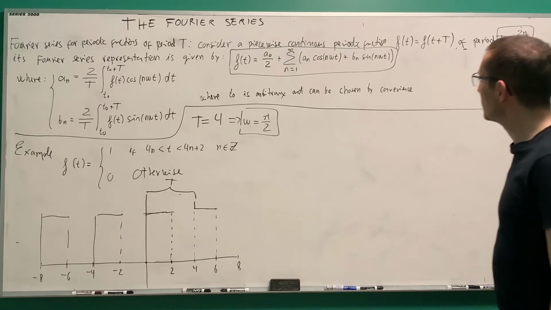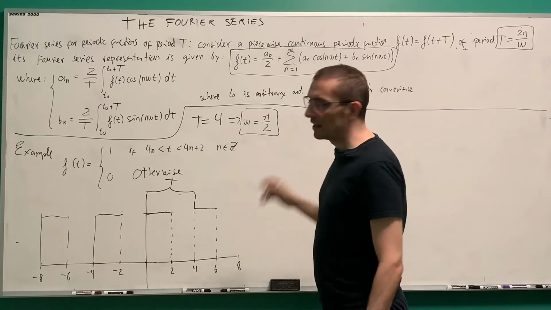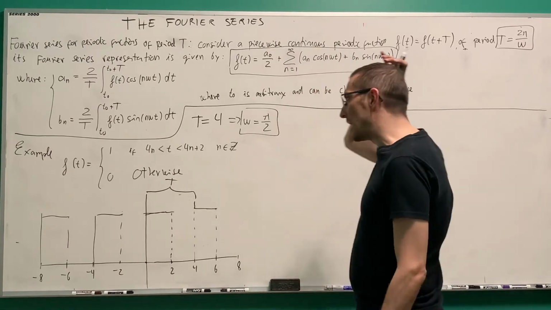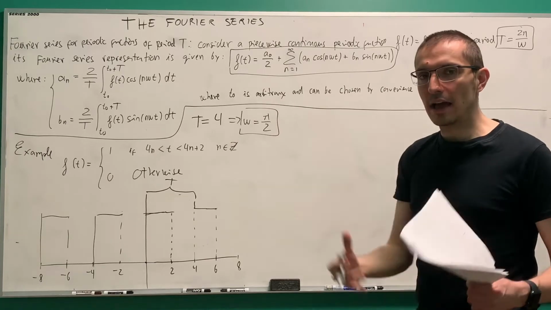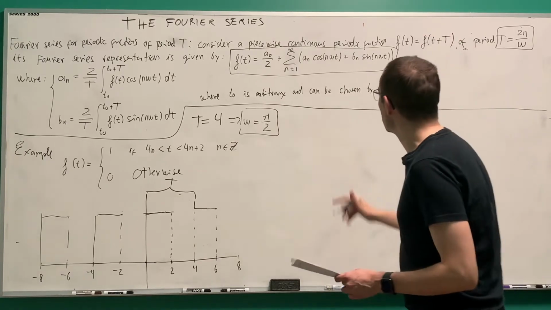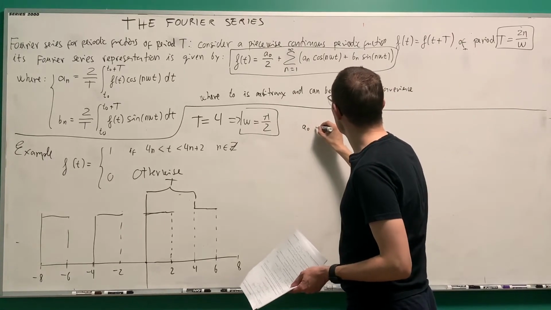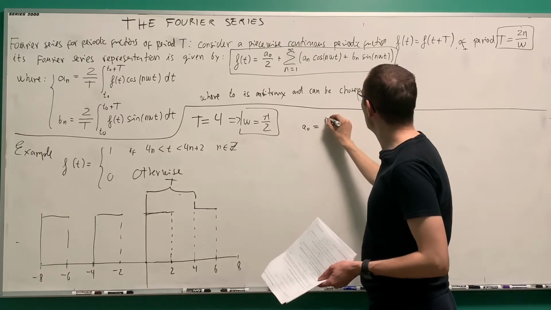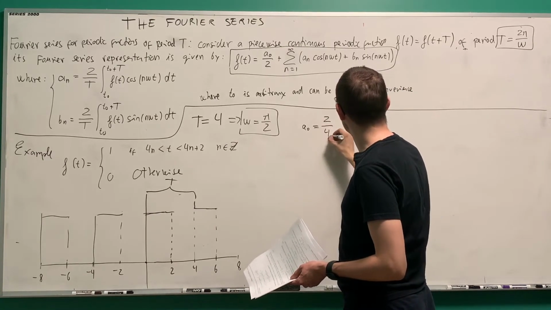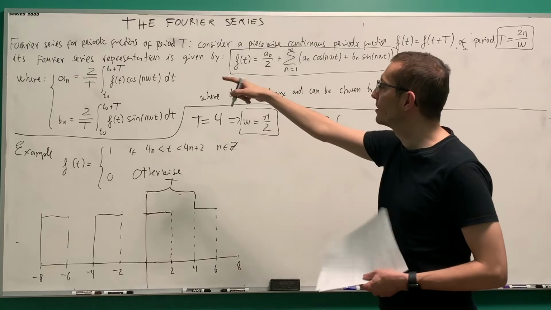Well, again, the first step is computing a0. So this will take several steps, and there's one complication, and we will be dealing with it as we go. All right. So a0 first, the easiest one. a0 is 2 over the period. Okay, 2 over 4. And an integral. What do I take as t0?